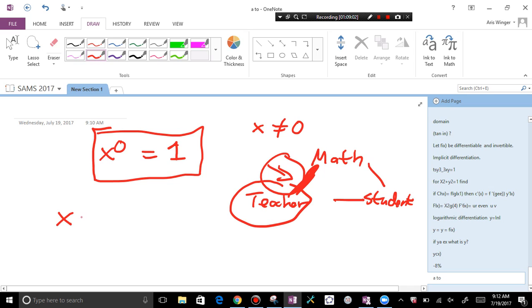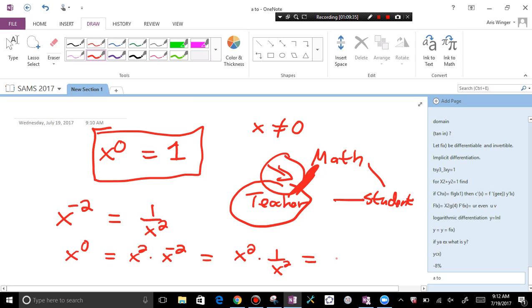So x, tell me about x to the minus 2. What is that? 1 over x squared. Great. What do you do when you multiply powers? What do you do with the powers? Add. Great. So x to the 0, right, is x squared times x to the minus 2. Is that okay? Yeah. That's x squared times 1 over x squared. What's that? Oh, okay. All right. So, of course, it has nothing to do with 2. That's any power, right?